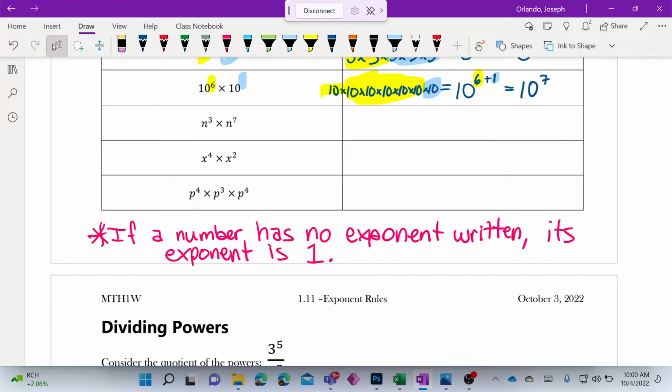But that's what an exponent of 1 would mean. It would mean multiply by this number how many times? Once. So if you see multiplying by a number, in your head you can always think, oh yeah, if I need an exponent there, the exponent there is 1.